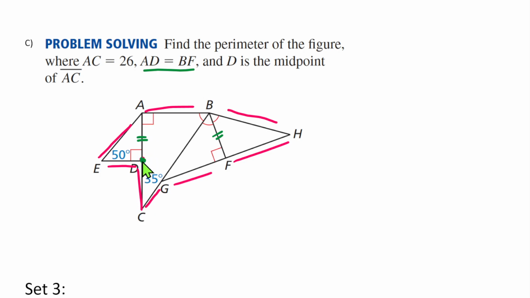So that means this piece also is equal to this piece because D is the midpoint. So all three of these pieces are equal. And A to C is 26. Well, if A to C is 26, then this is 13, and so is this piece 13, and so is this piece 13. And then you can start solving all these missing pieces. This will just be a normal trigonometry problem. You can find this length and this length.